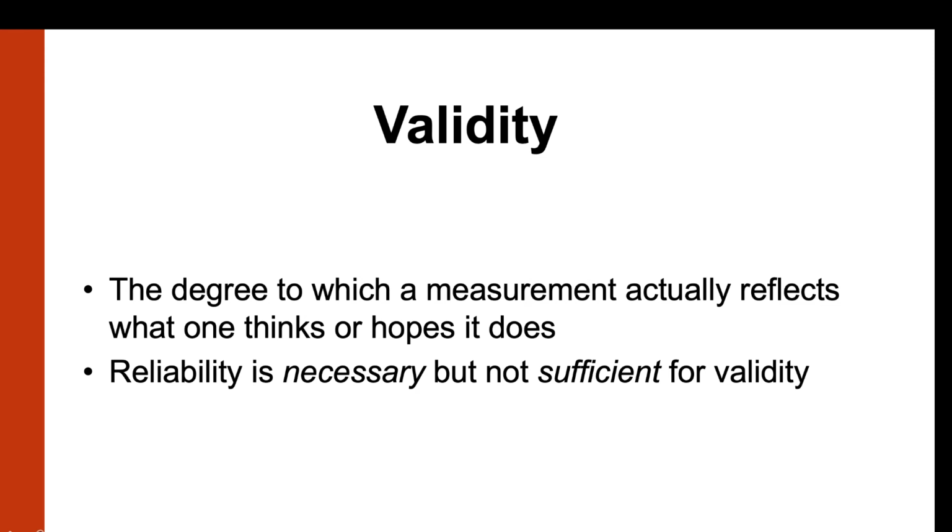Just because you have a reliable measure doesn't mean that it is a valid measure, because you can have a measure that reliably gives you an inaccurate measure of a construct time after time after time. But because it's giving you the wrong measure of the construct, it's not really accurately measuring the construct that you're interested in. For example, let's say you have a weight scale, and when you step on that weight scale, it shows that you are 5 pounds over what you really weigh.